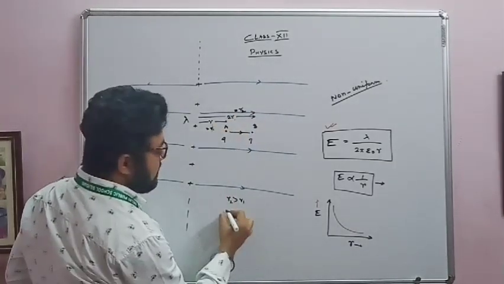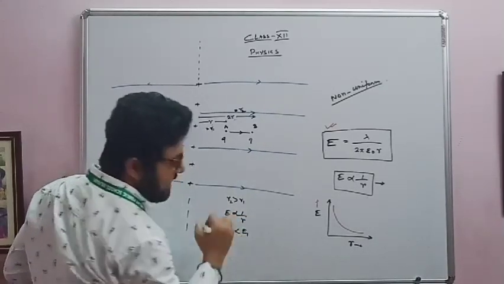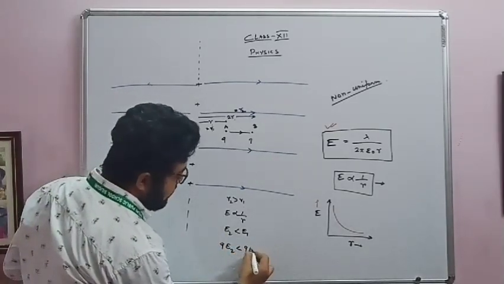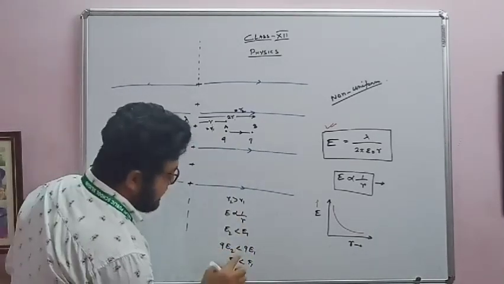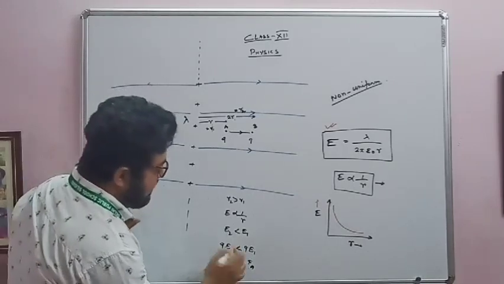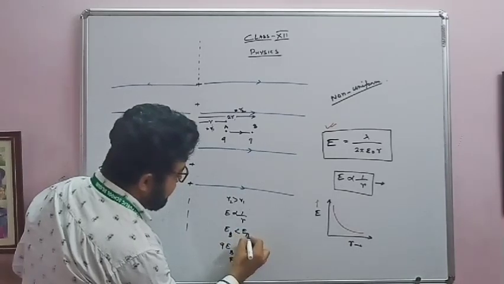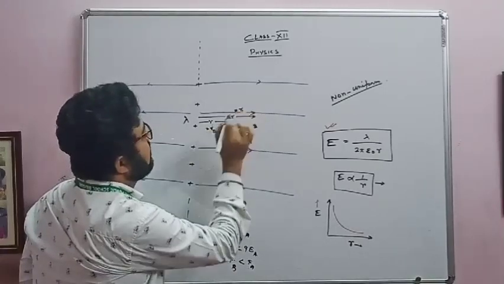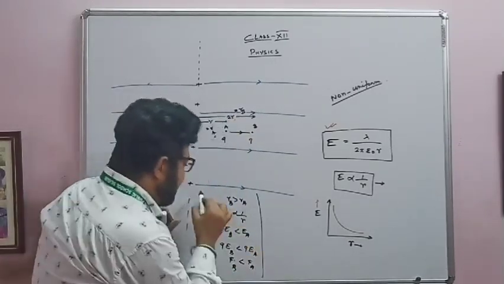So R2 is greater than R1, E is inversely proportional to R, so E2 is less than E1. Now if you multiply E2 with the charge, we have force, so F2 is greater than F1. So F1, or you can say F_B, F_A. You can write B and A because we are giving B and A here. See, so this is question number 5.